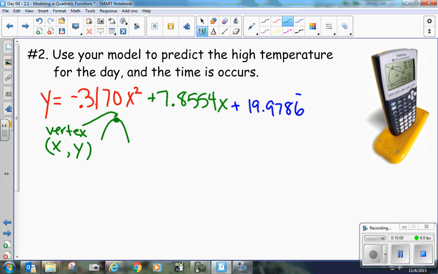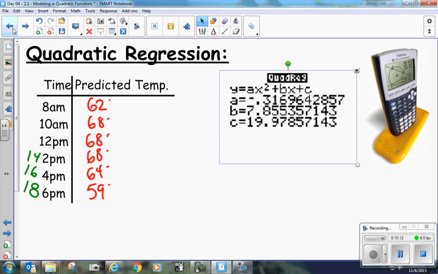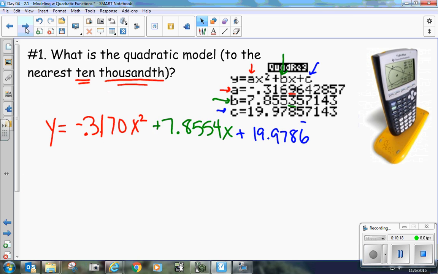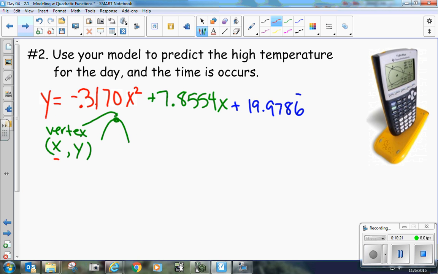What does my x and y represent? What does my x represent? No, what do these values represent? Let's go back to this x: time and temperature. So, this is time, and this is temp, right? What are they asking us for? The high temperature for the day. So I need to find the vertex, but more specifically, the y coordinate of the vertex. Because that's going to give me the temperature, the high temperature. The x will give me what? The time that the highest temperature occurs in the day. Okay? So we need to find this.